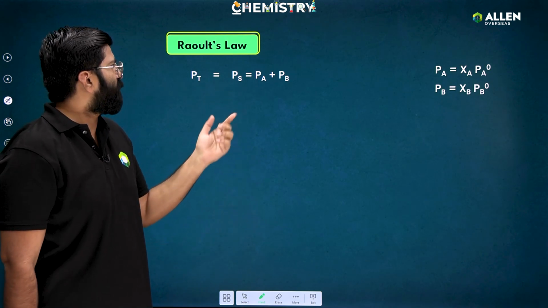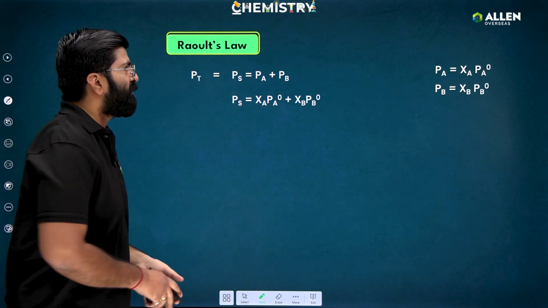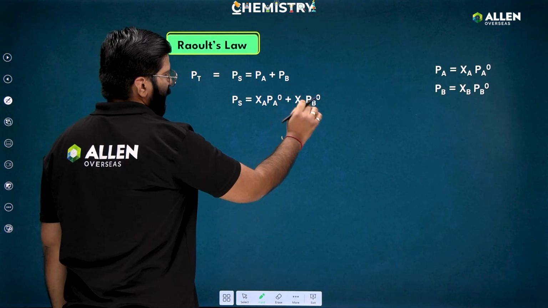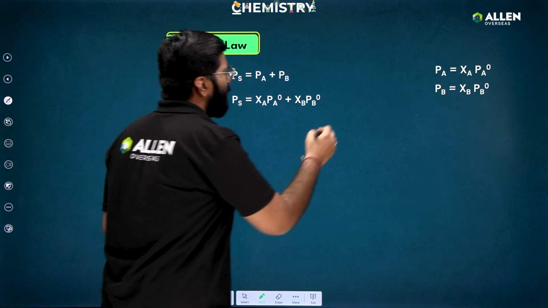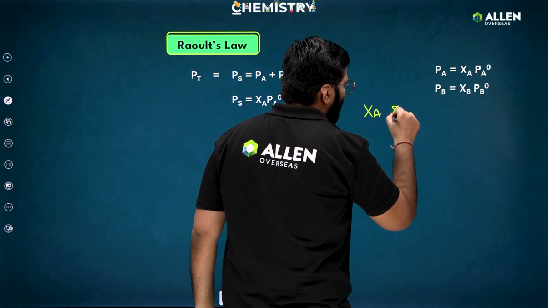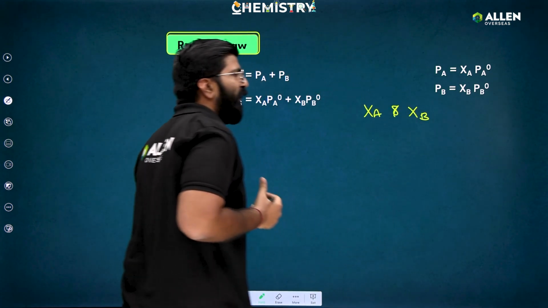Yes. So if I'm going to substitute this, this will start to look something like this. Yes or no? XA PA naught plus XB PB naught. Over here, if you see, XA and XB are the mole fractions of the solution.